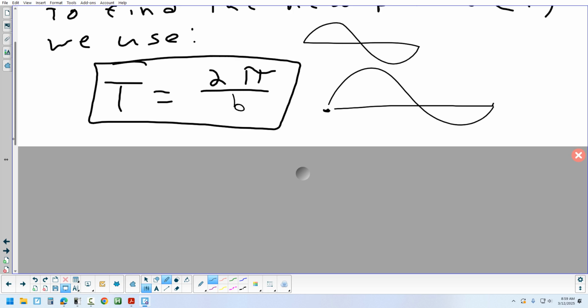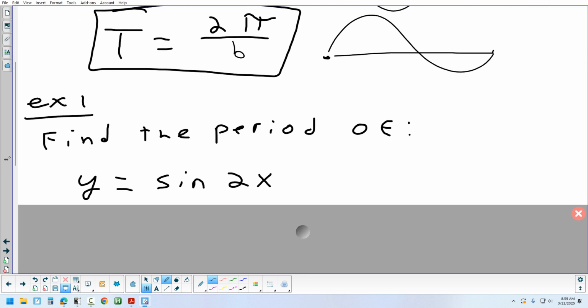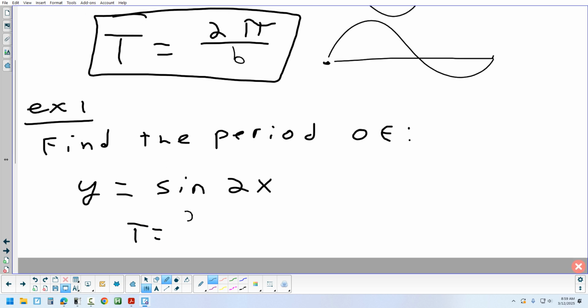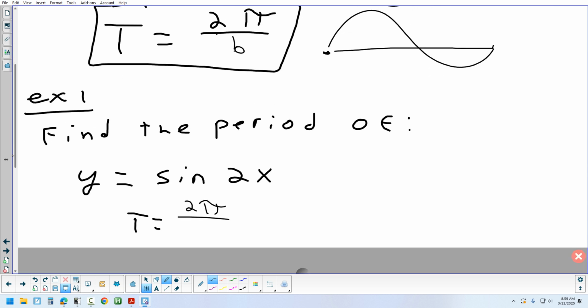All right, so let's try finding the period of some of these graphs. Okay, so no sketch required. So to find the period of sine 2x, the formula is 2 pi. It's always 2 pi. And then you divide by the number that's in front of the x. What number is in front of x here? 2. And what's going to cancel out there? The 2's. So you're left with pi.